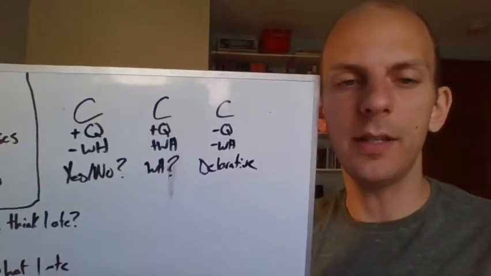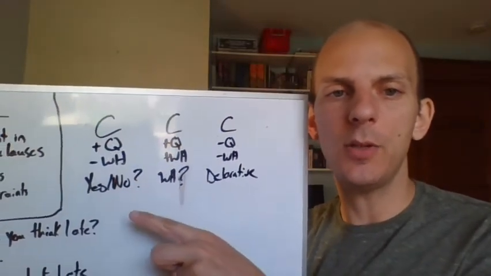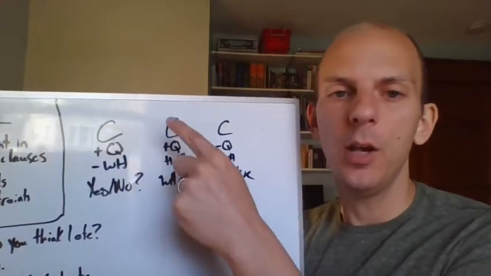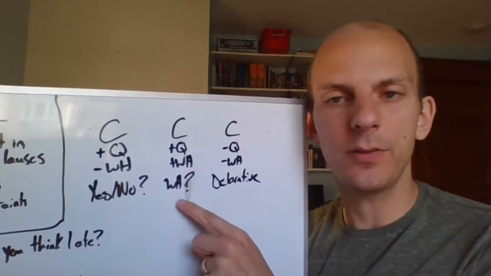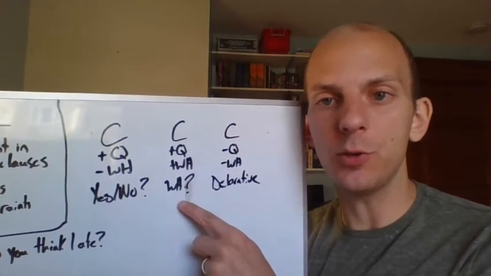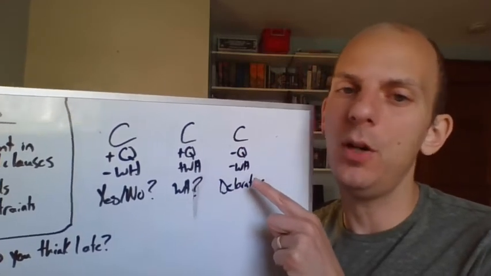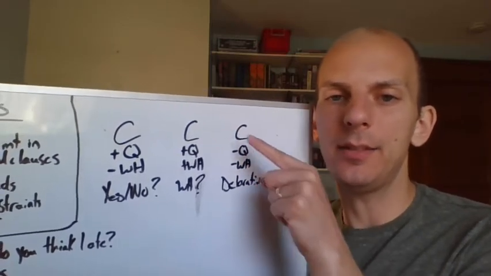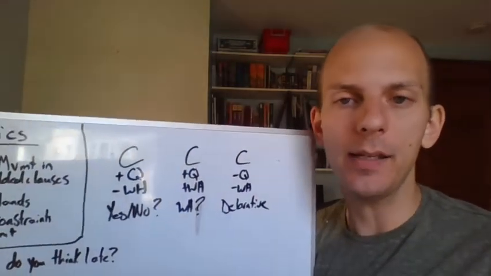So we had seen these C heads. We hadn't really talked about it in these words, but we had seen these C heads before, right? So C plus Q minus WH, that's a yes-no question. It's going to do the T to C movement, but that's it. We have a C head that's plus Q plus WH. This is our normal WH question that we saw in the beginning of class today. What did you think? We've also had this all along without really knowing it. Whenever we left our C blank, it was secretly a minus Q minus WH C, which is just our declarative sentence, like I ate apples.